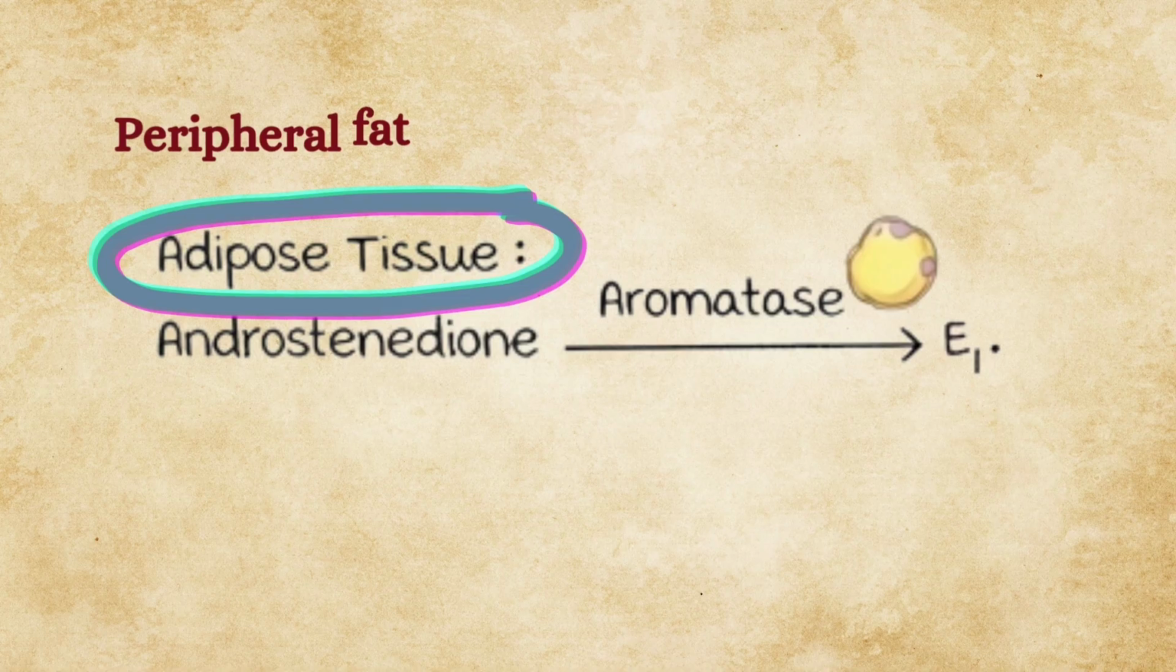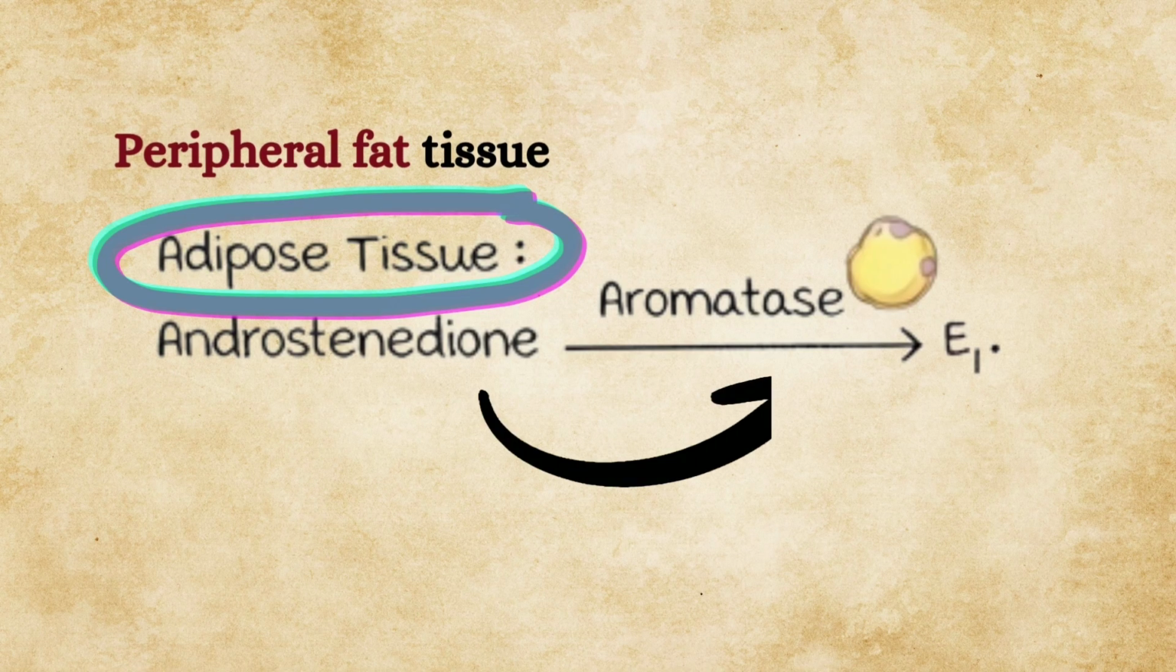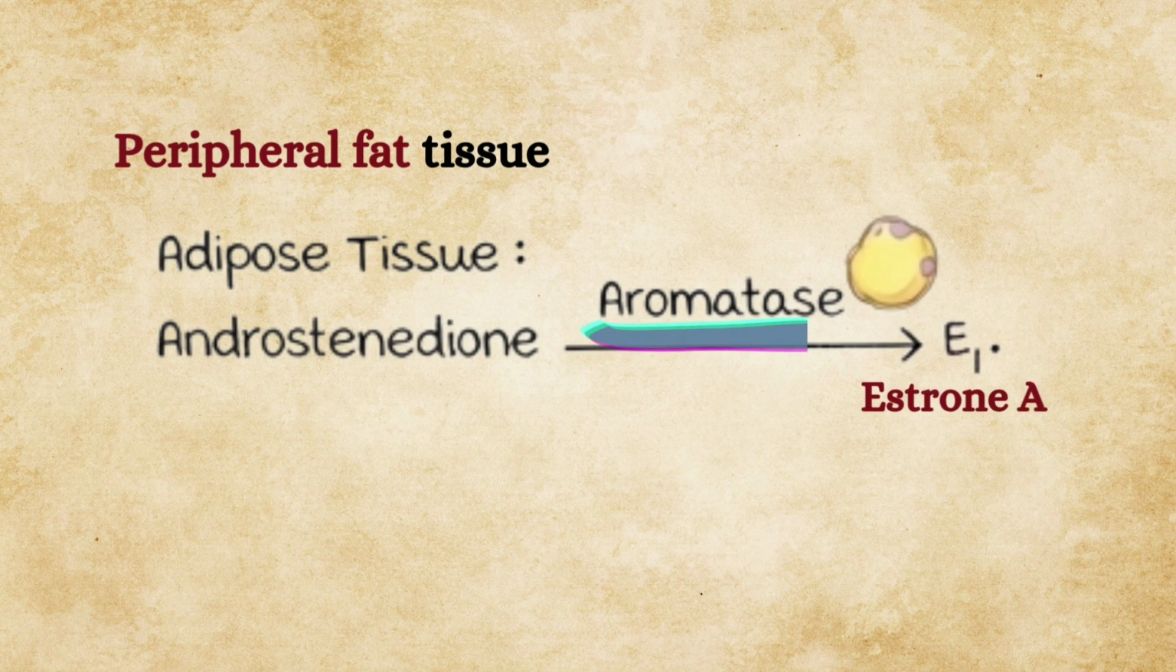Inside the adipose tissue, peripheral fat tissue can also convert circulating androstenedione into estrone using the aromatase enzyme.